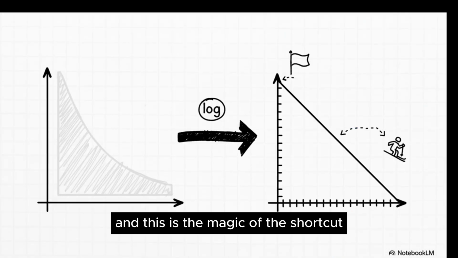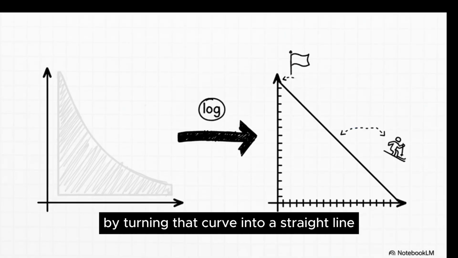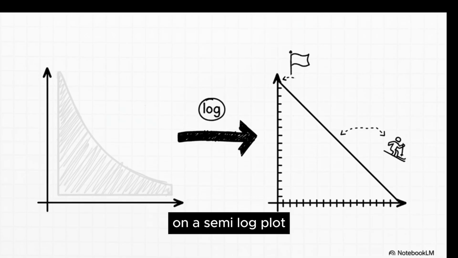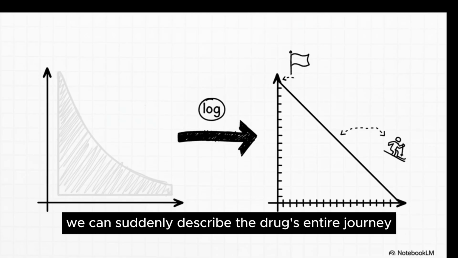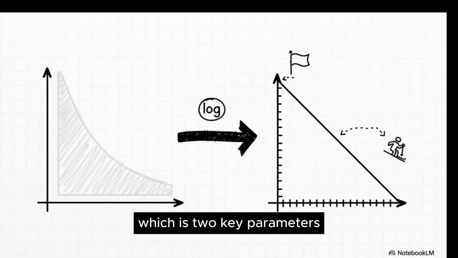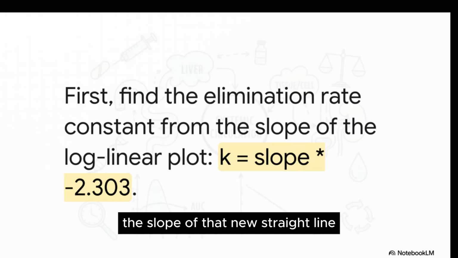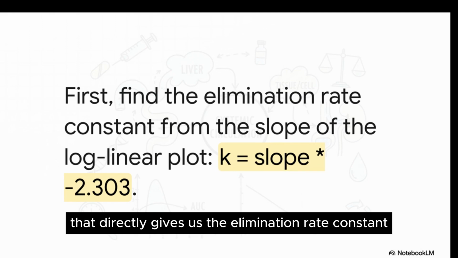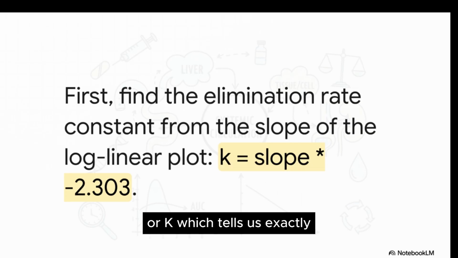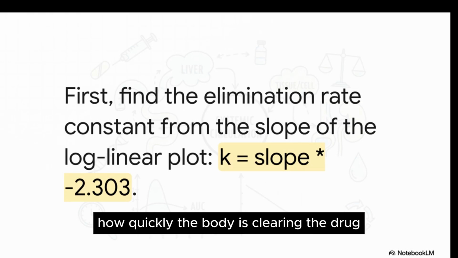And this is the magic of the shortcut. By turning that curve into a straight line on a semilog plot, we can suddenly describe the drug's entire journey with just two key parameters that we pulled directly from that line. The slope of that new straight line directly gives us the elimination rate constant, or K, which tells us exactly how quickly the body is clearing the drug.